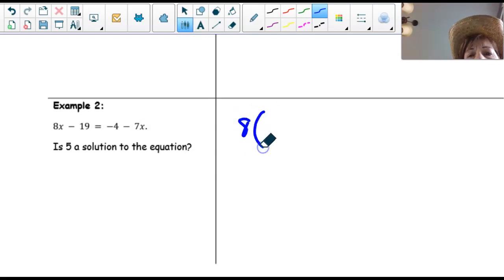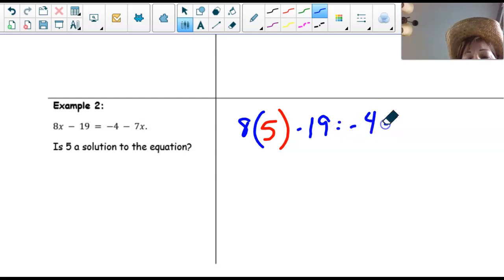8. And we'll change that. Since we're substituting that, we'll put our 5 in there. We'll go back to blue. Equals -4 minus 7 times 5. All right, so let's go ahead and solve this to see if both sides are equal.